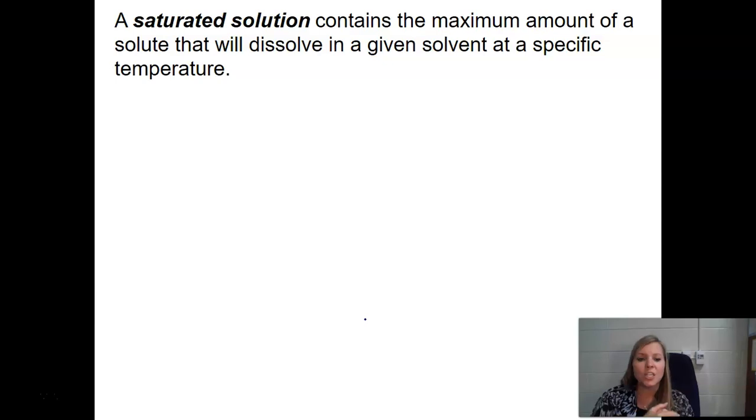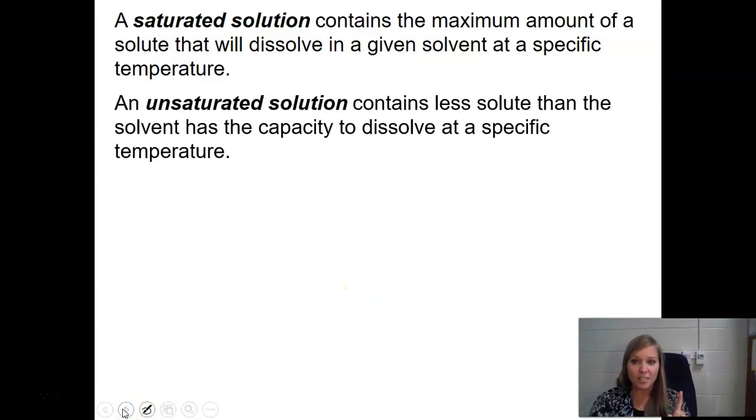A saturated solution contains the maximum amount of solute that will dissolve in a given solvent at a specific temperature. So if you add more, it's not going to dissolve. This is the maximum amount that will dissolve. Notice, this depends on temperature. If you've ever gone to a restaurant and ordered sweet tea and got unsweet tea and you tried to add sugar to it, you see that sometimes it doesn't quite dissolve like you think it should because now it's a cold liquid. But if you were to heat it up, it dissolves much better.